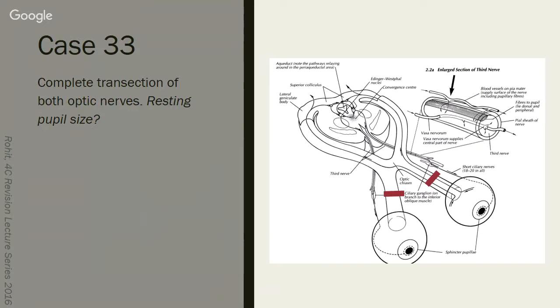What if you had both done? Both optic nerves completely transected. What do you reckon will happen?